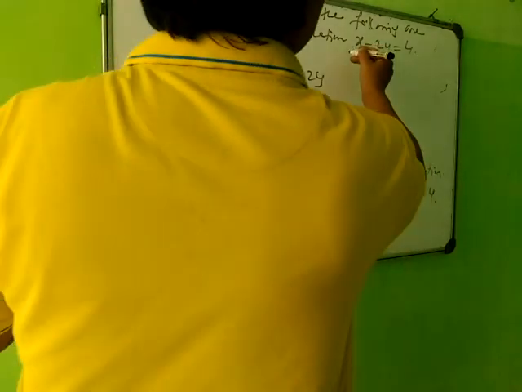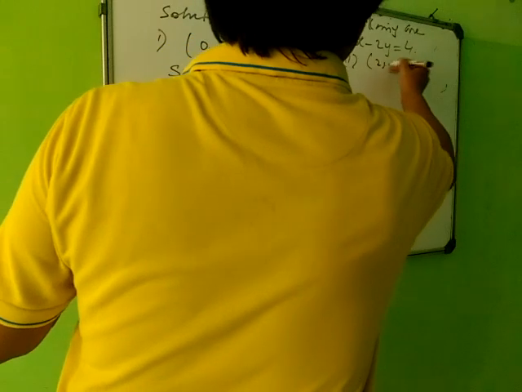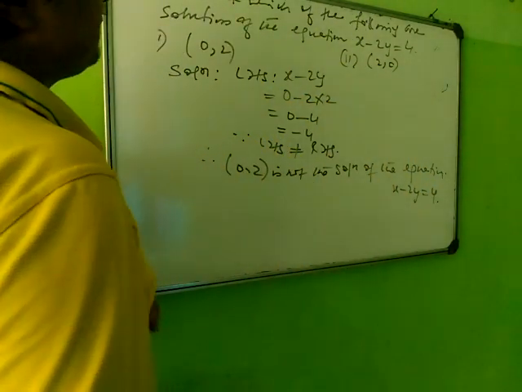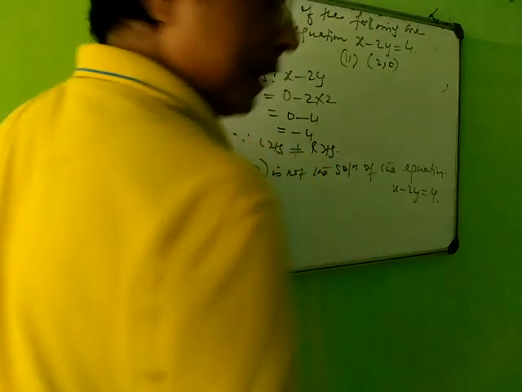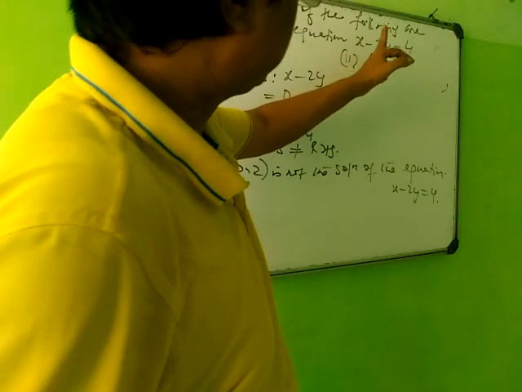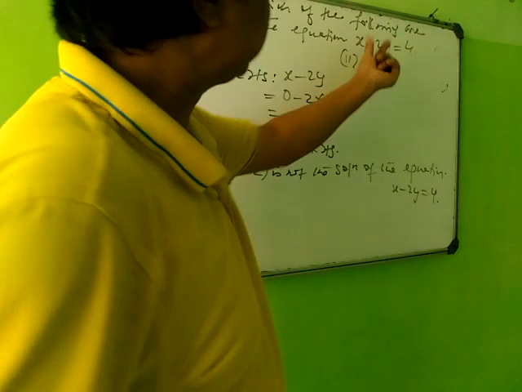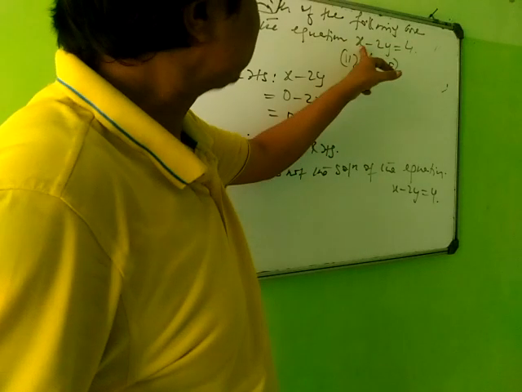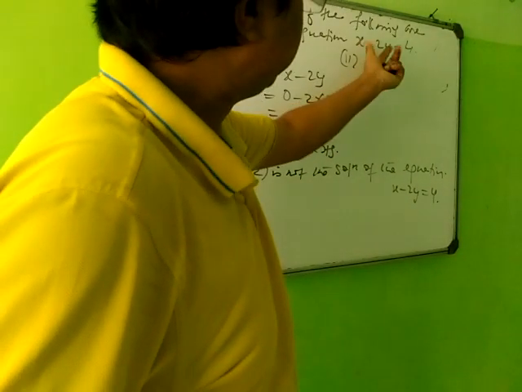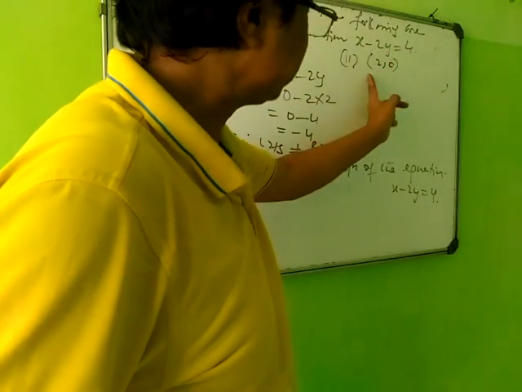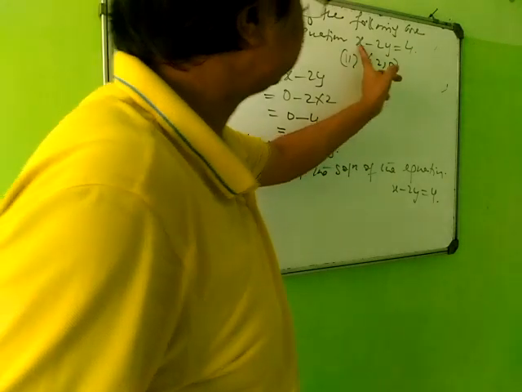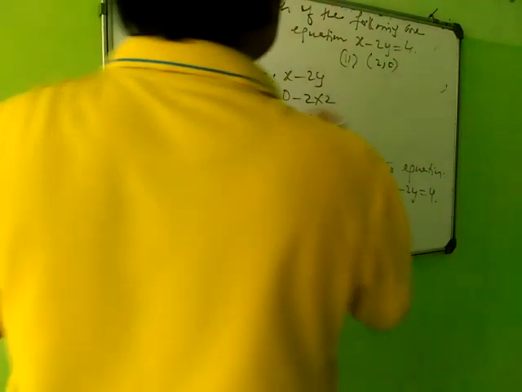Let us take number 2. It is given 2 comma 0, the second one. Here, the same thing: whether 2 comma 0 is a solution of this equation or not. By taking the left hand side, in place of x you put 2 and in place of y you put 0. If you get 4, that means left hand side equals right hand side, then this will be the solution of this equation. So now the left hand side.